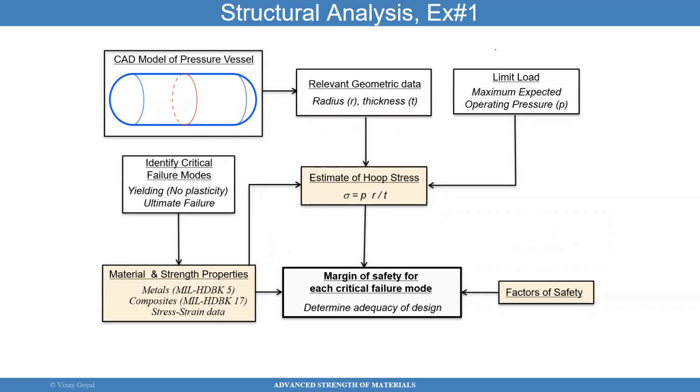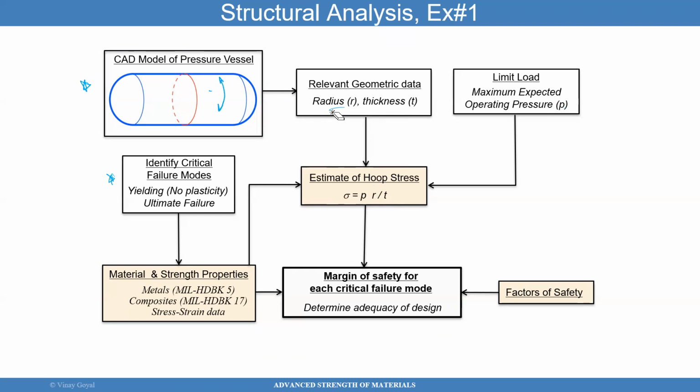You basically identify the critical failure modes of the design. You have the CAD model. You have the geometry, radius, everything you need. You have the pressure. The hoop stress for a pressure vessel like this is PR over T: pressure times radius divided by thickness gives me stress. That hoop stress is this stress. I'll cover that later in this course, but I just wanted to give you a perspective of how this works.